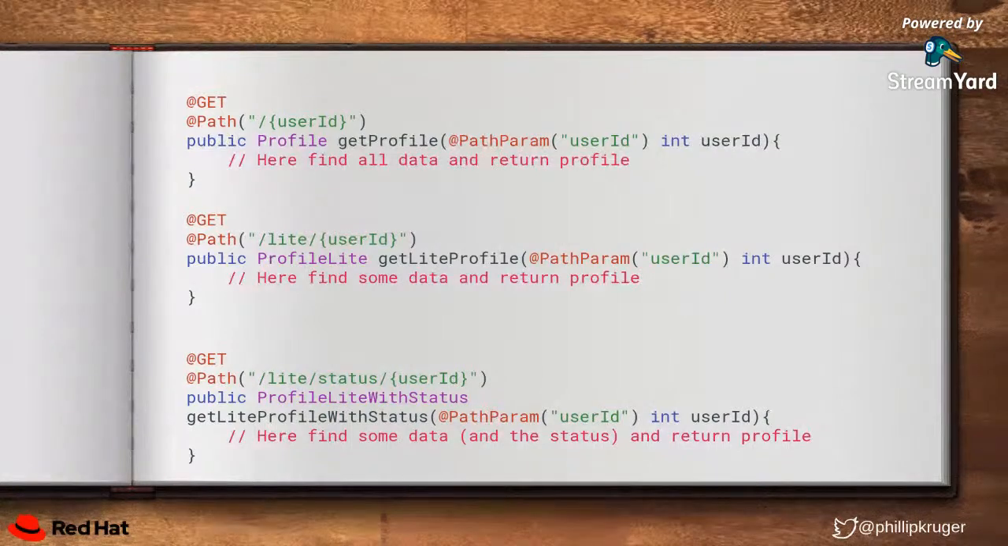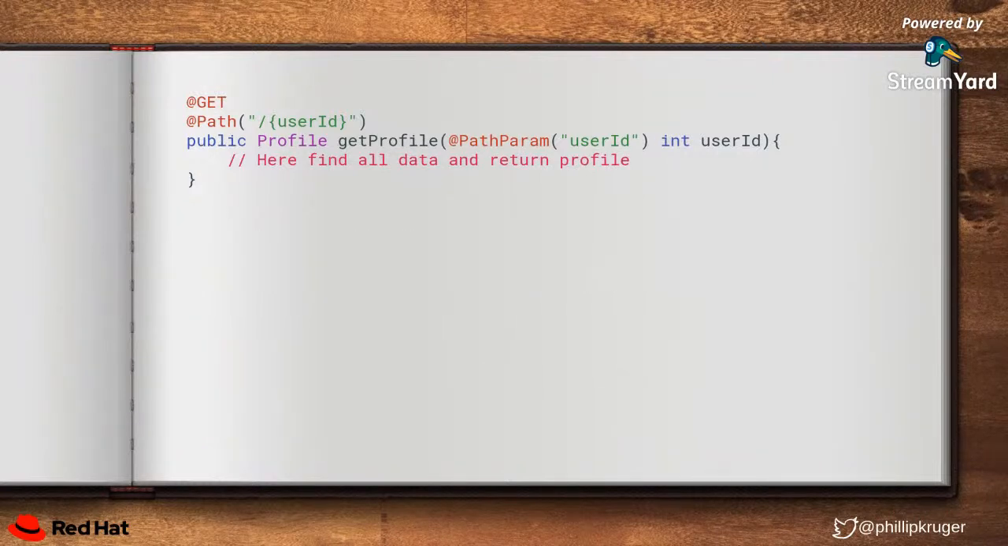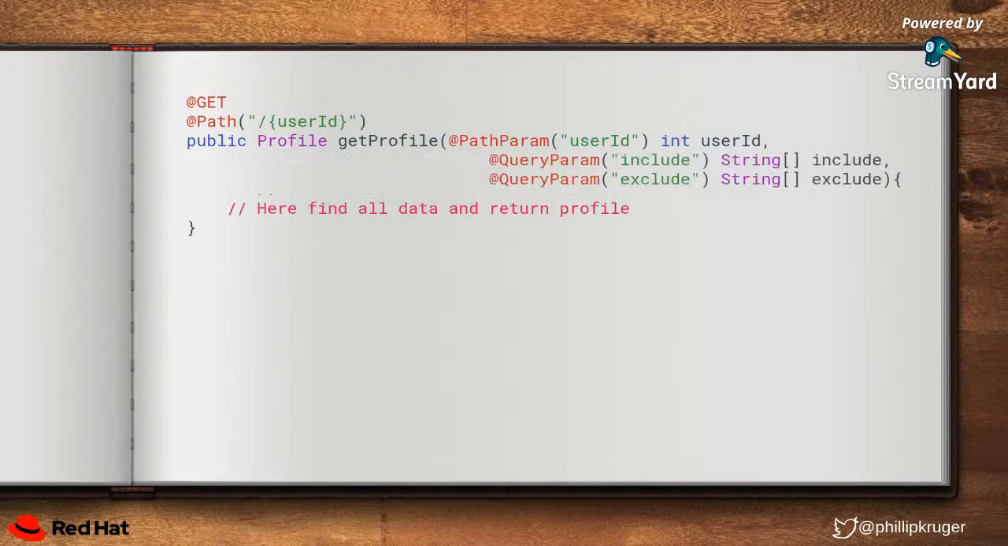And what we realized at that point is that this is not a scalable solution. We cannot go and create a new endpoint for every consumer to help them with exactly what they need. So one of the things that we then thought about is, should we play with removing the two ugly Profile Light and Profile Light with status, and play with passing in query parameters where the consumer can say exactly what it is that they want to get back? So kind of an include or an exclude or a combination of the two.